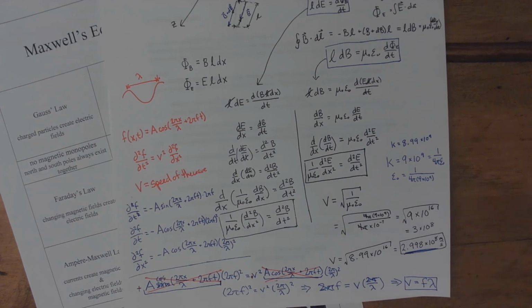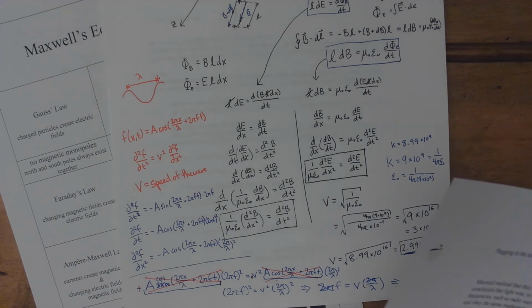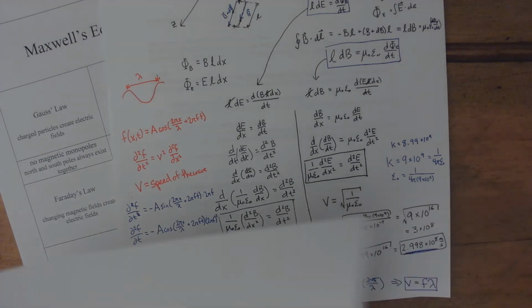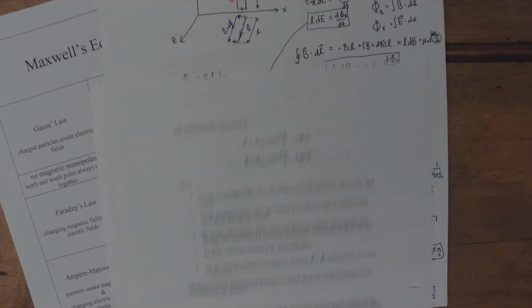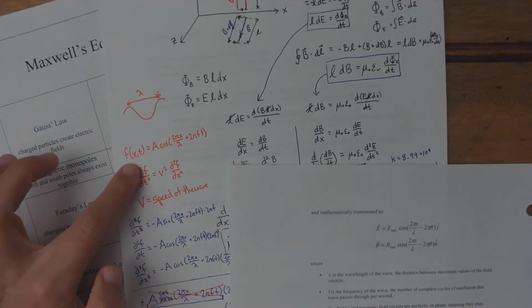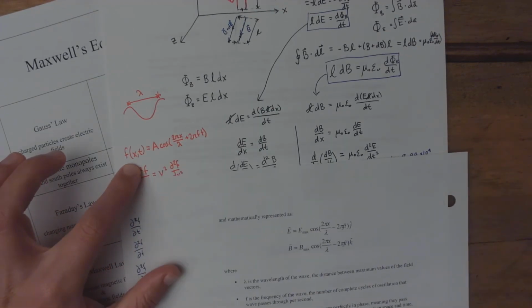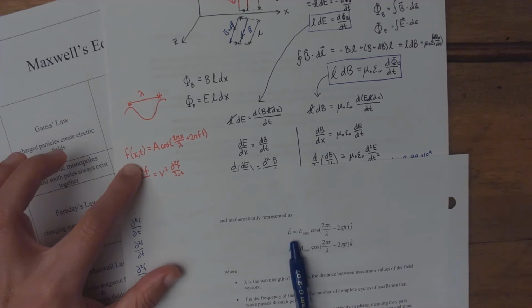So this is in the book also. Somewhere in the book, we have this equation for the electric field and also for the magnetic field.